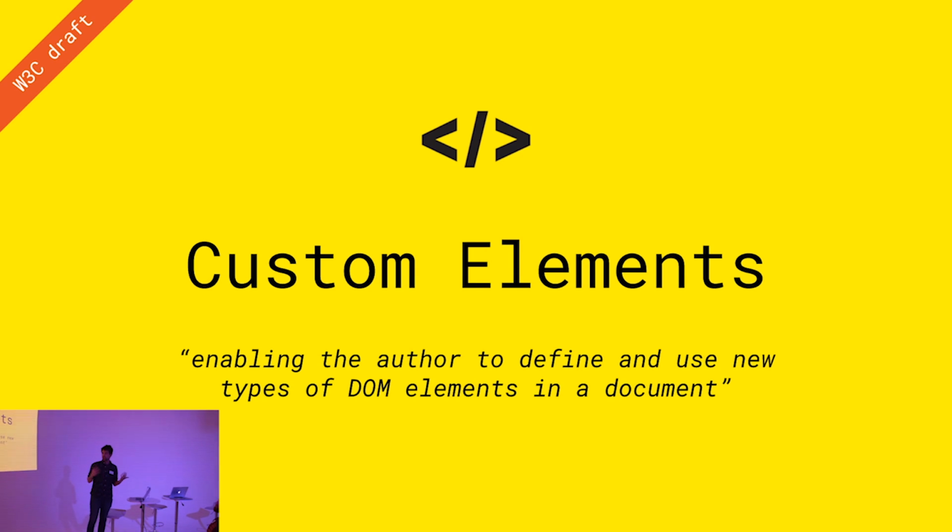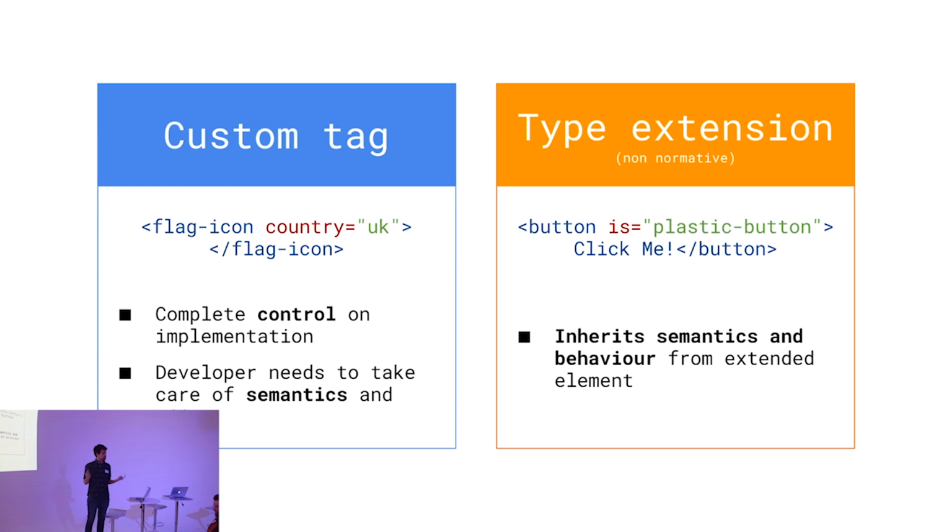Custom elements is basically what enables an author, a developer, to define and use a new element in the browser. There are two types of custom elements. You have what is called a custom tag, which is basically a completely new element. The developer has full control over it and also has the responsibility to implement it in a semantic way and to make it accessible. And then there is the type extension element, which is a new element that inherits from an existing element, which makes it easier for semantics and accessibility, but of course gives less power to the developer.